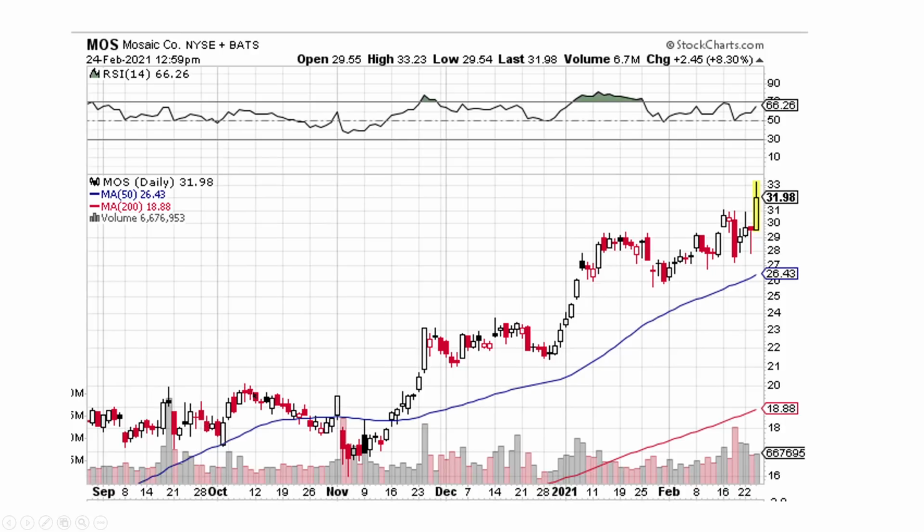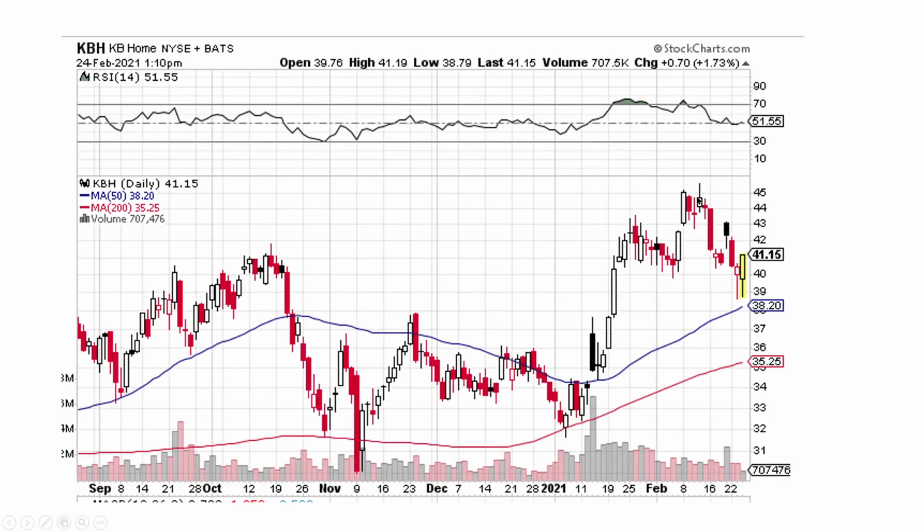Mosaic. Someone was talking about fertilizer companies. This broke a very large downtrend, massive downtrend coming through here. We're gonna launch, I think. I think this one's gonna be a very strong company. I like it very much. KB Homes, this one's looking pretty strong down here too. Bullish engulfing. I think this could move to the upside. It looks pretty good.